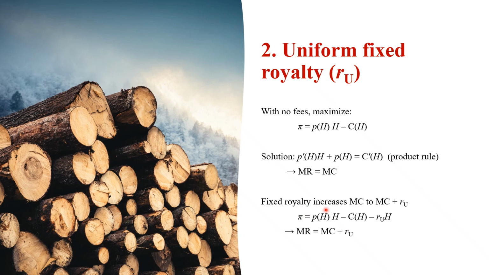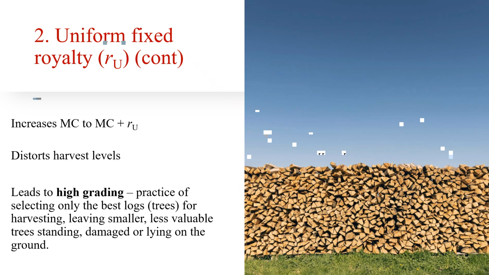With the fixed royalty, the marginal cost is increased to marginal cost plus the amount of the royalty, RU. So then the profit function becomes price times harvest minus the cost as a function of harvest minus the royalty times the amount of harvest. And if you do this same thing where you set the first derivative of pi with respect to H equal to 0, solving, you get marginal revenue equals marginal cost plus the royalty rate. So we increase the marginal cost.